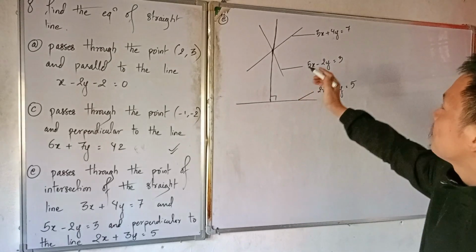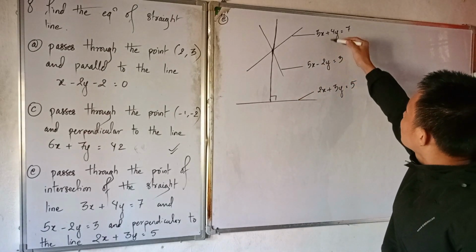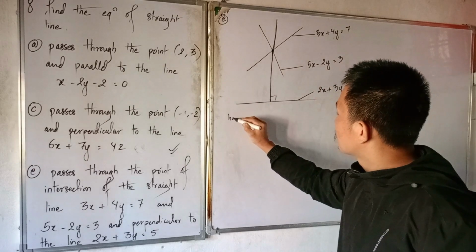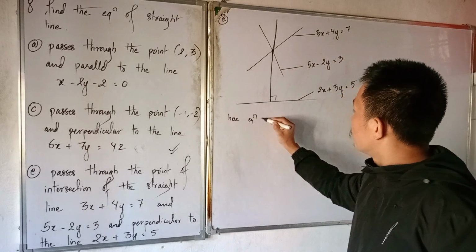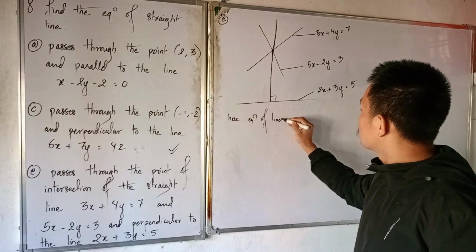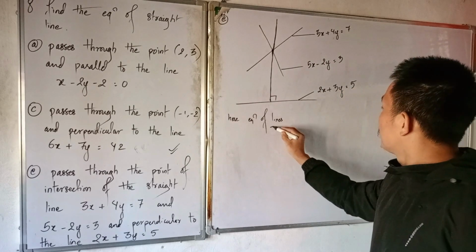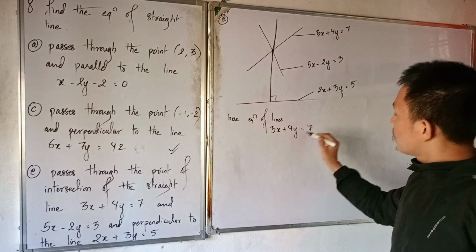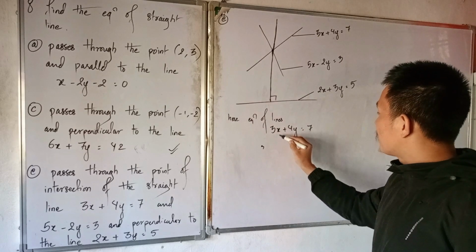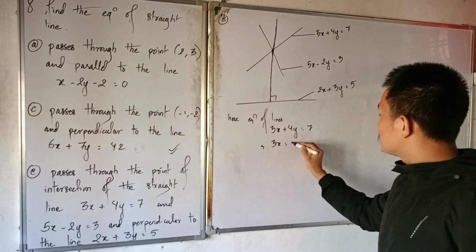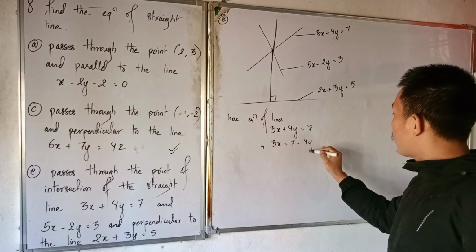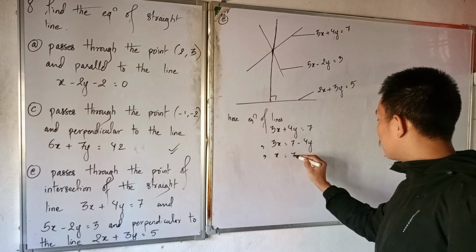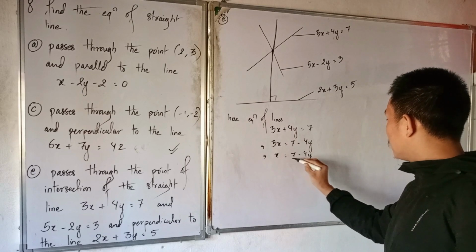Now let's get into it. First solve these two lines here. The equations of lines given are, one is 3x plus 4y equals 7. I'm going to use the substitution method. I can further write x equals to 7 minus 4y divided by 3.